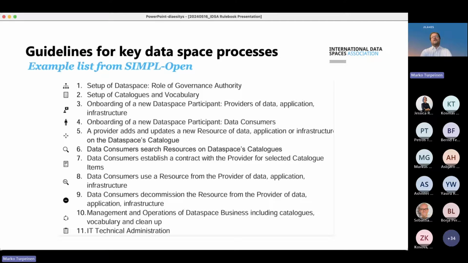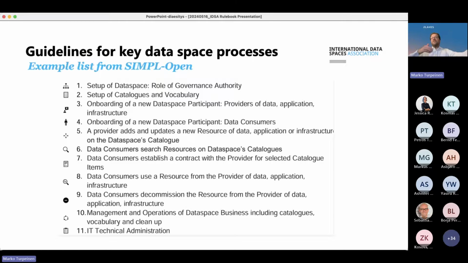And then I wanted to add one thing, the process view. This is actually not in the document at this moment, but I just wanted to show that when talking about processes and key operational steps that are needed to set up a data space, I took this from the latest from Simple, because Simple Open has recently done a mapping of the key processes: how you set up a data space, how you set up a catalog, and so on.